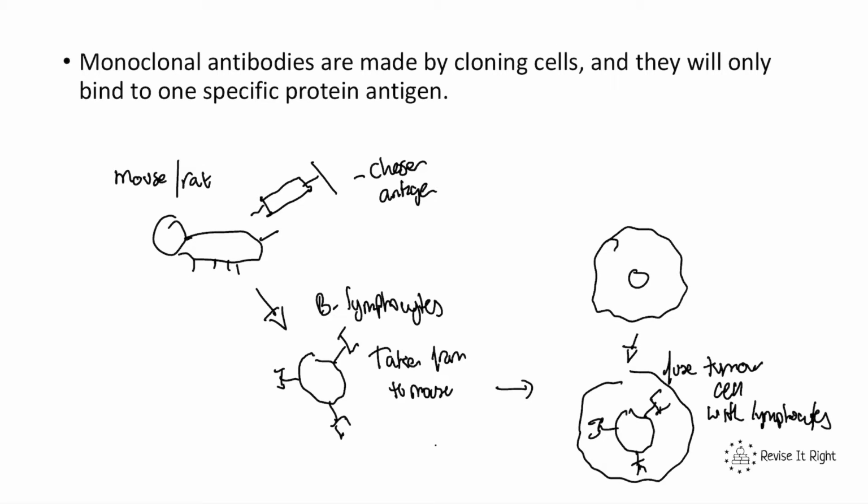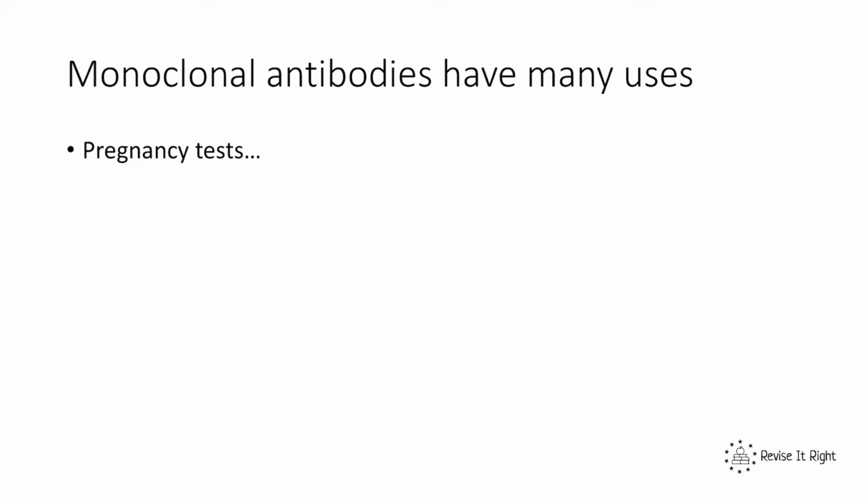Now what happens is this tumour cell with the lymphocytes divide rapidly, which produces lots of these tumour cells with the B lymphocytes. And these in turn then produce lots of these monoclonal antibodies that we need. Okay, so that's how we produce lots of these monoclonal antibodies. Now, because monoclonal antibodies can bind only to specific chemicals or pathogens, they are very useful for lots of things. And I'm going to talk you through some of the things they're useful for now.